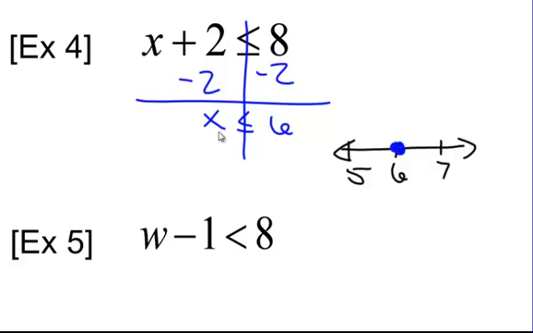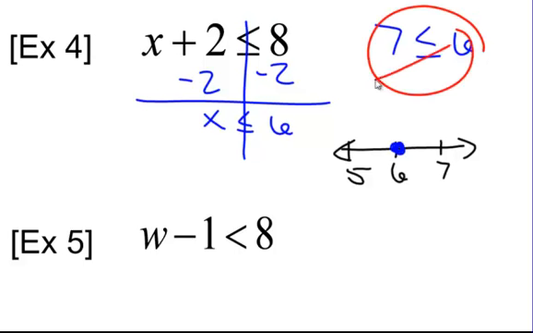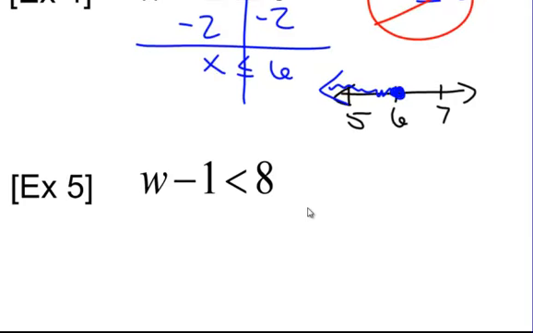Now, what can I plug in for x? What's less than or equal to 6? Well, 7, I couldn't do that because 7 is not less than 6. Okay? That would not work. Okay? So, I know that 5 would work, so I'm going to put the arrow that way. Everything x, this line represents x, which is everything less than or equal to 6. So let's try number 5.